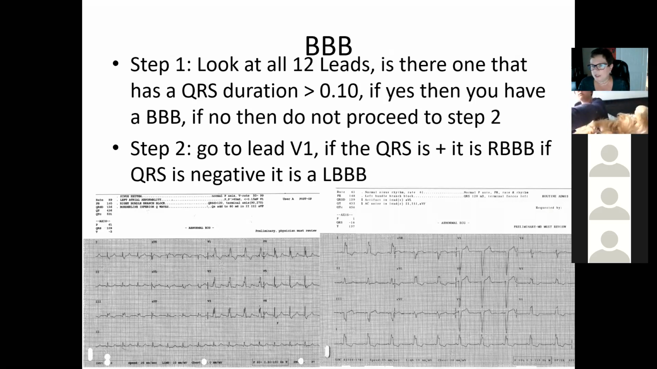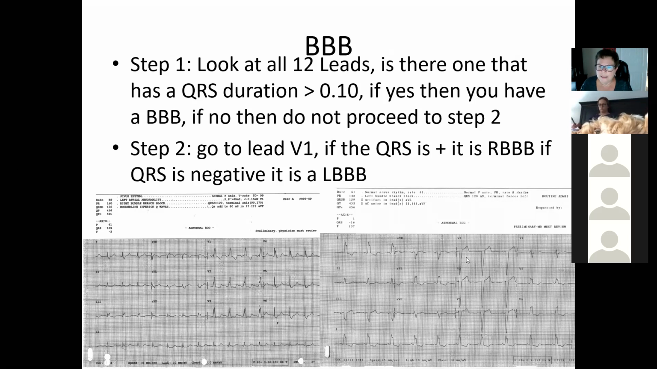But this exam is not going to ask you about a hemi block. It's going to ask you about a right bundle or a left bundle. And so you diagnose it by finding a wide QRS. Then when you find that wide QRS, you go to V1. If the QRS is positive, it's right bundle, like in this example.